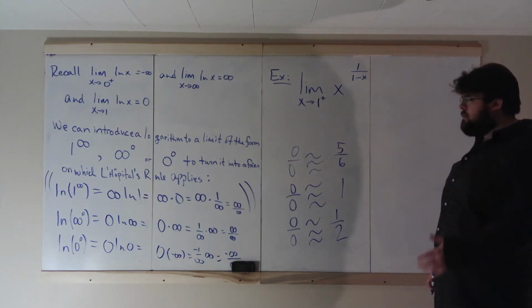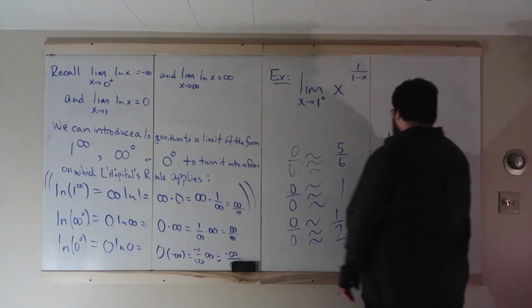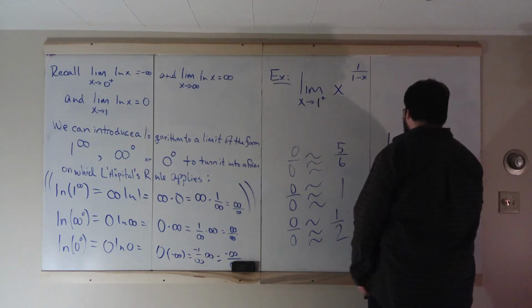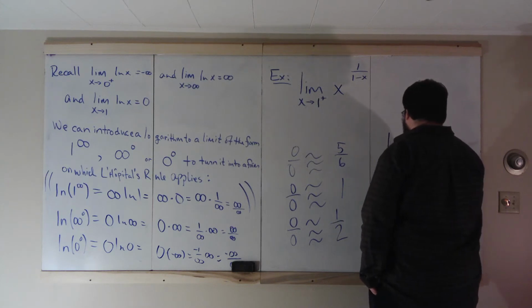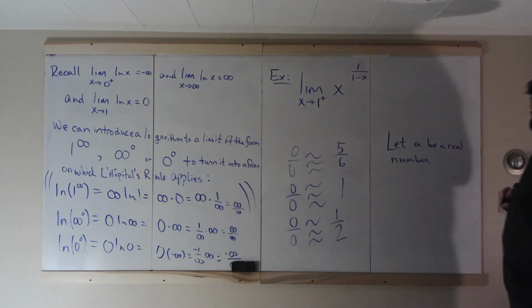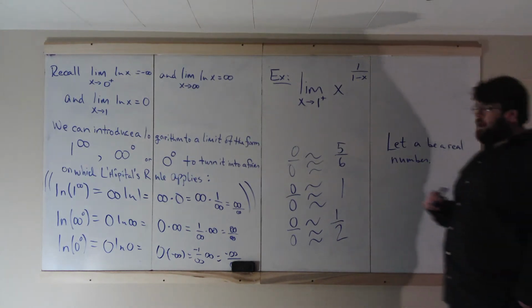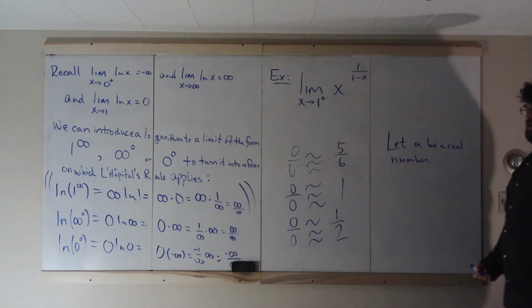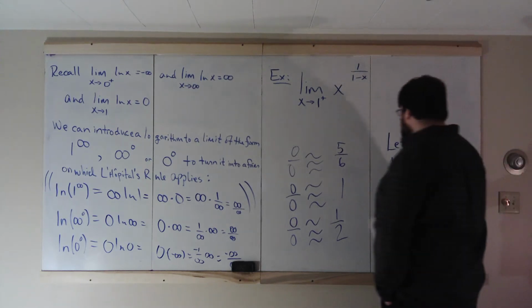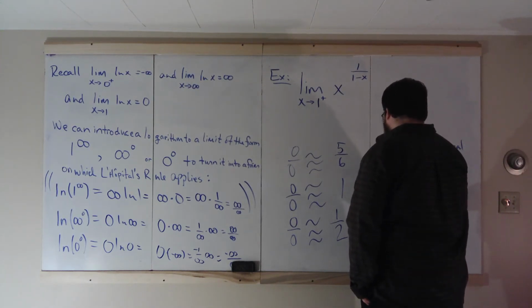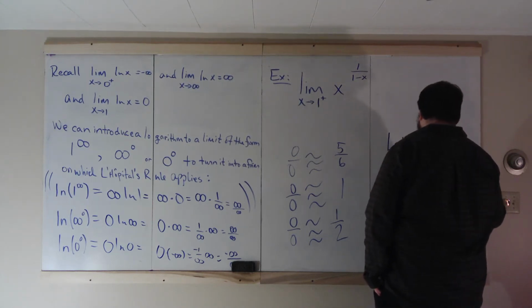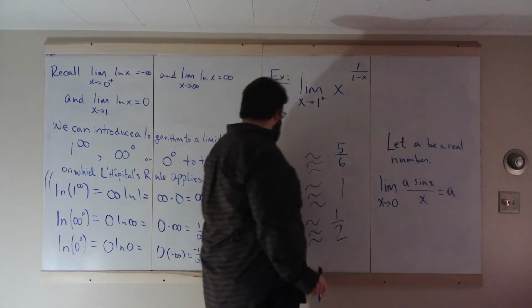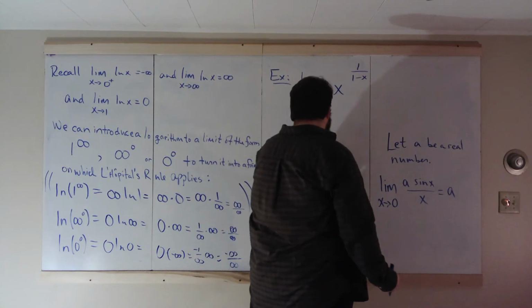How can it act like anything? A little off topic here, but that's okay. What does that mean? It can act like any real number. So let A be a real number. Can we get a 0 over 0 to act like A in the limit? I claim yes. I claim that's how you can do it.